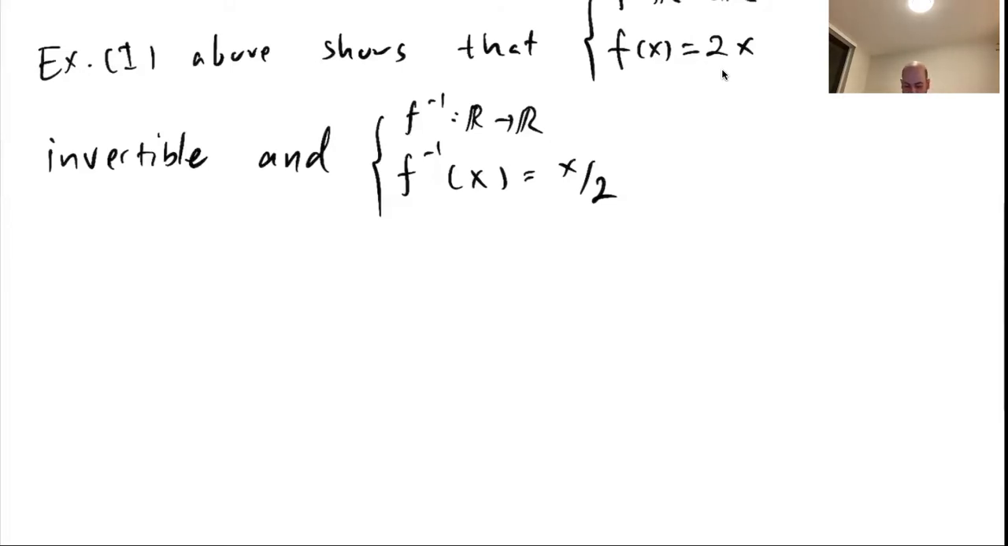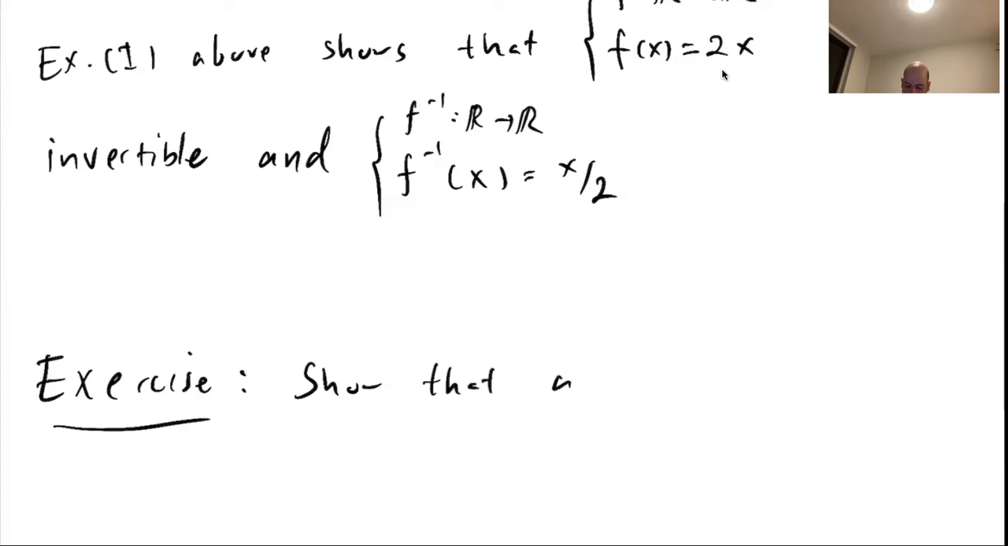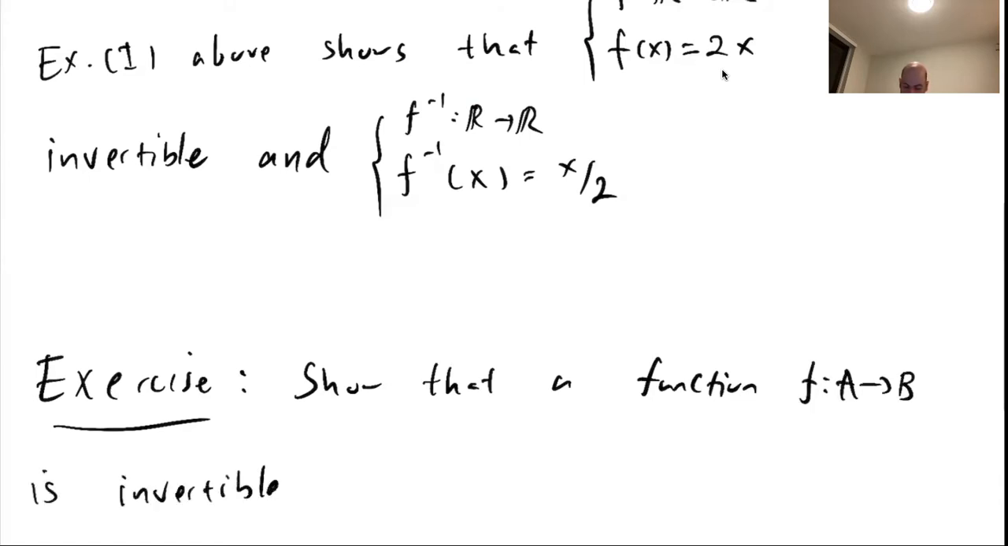So let me leave this as an exercise. Show that a function F from A to B is invertible if and only if it is one-to-one.